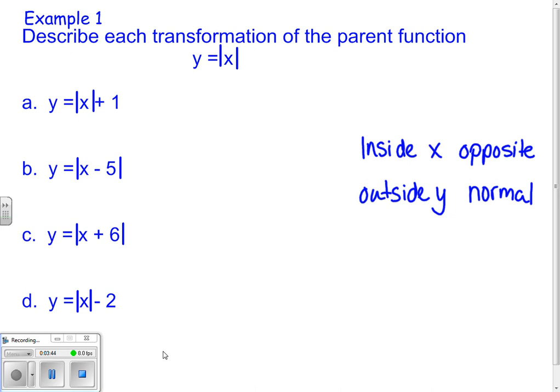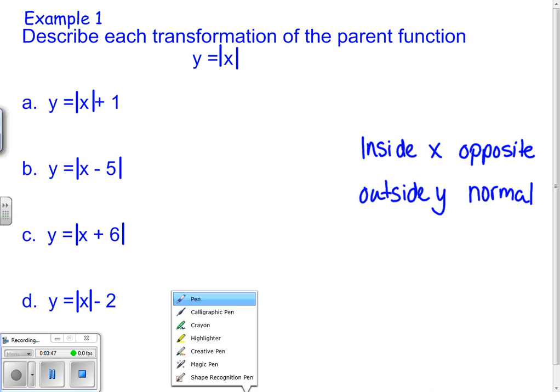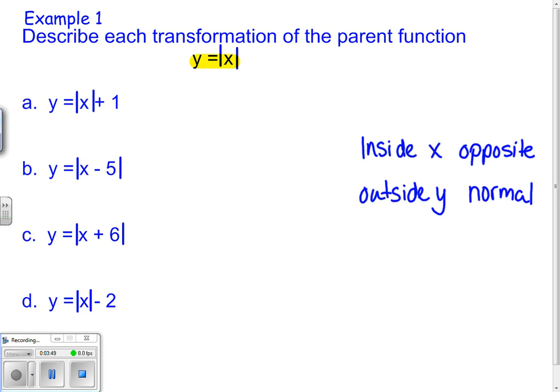So the parent function that they give you in this problem is y equals the absolute value of x. So they're basically saying, tell me how this has moved from the parent function. So if you look at letter A, the change here is the +1, and that +1 is outside of absolute values. So it's going to be done to the y, and it's normal. So in the y direction, a +1 moves up 1. Letter B, that -5 is done inside. So that's going to be done to the x, and it's opposite from what you'd expect. In the x direction, like on a number line, a -5 leads you to believe it moves to the left, but it's opposite inside. This actually moves to the right 5.